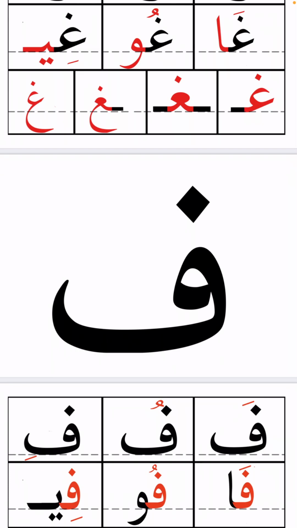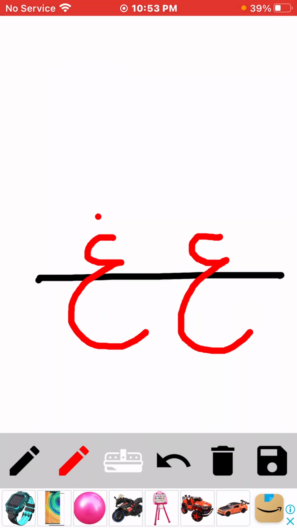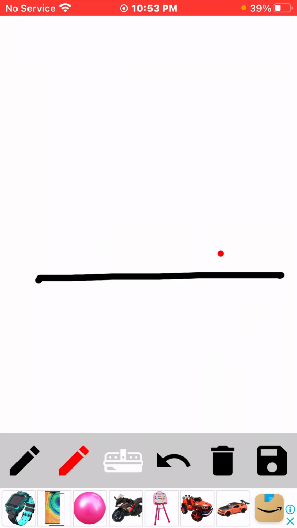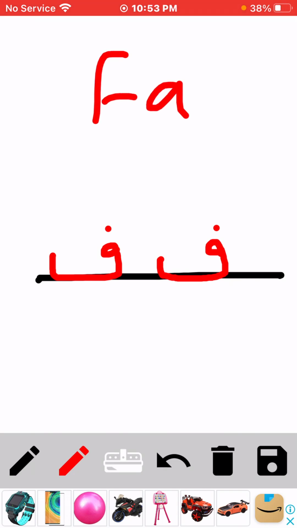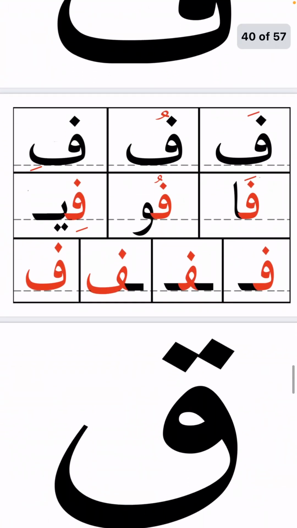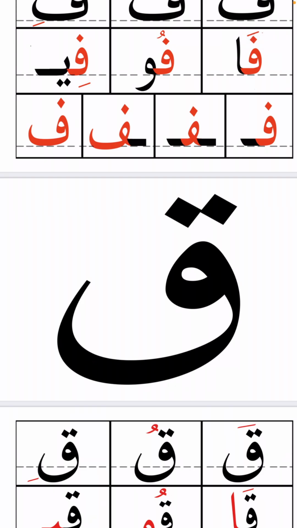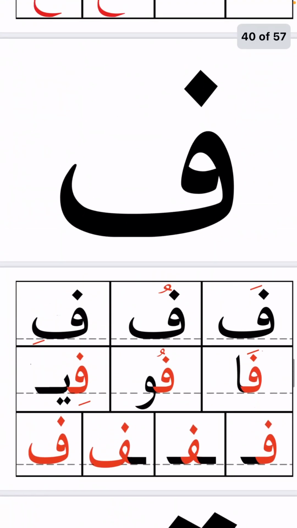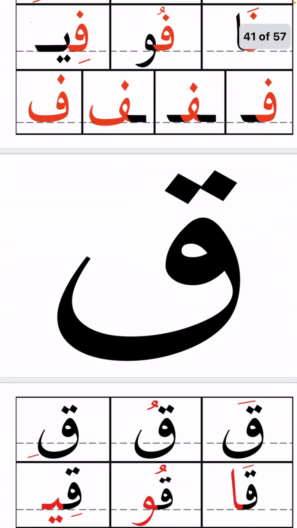This is the letter fa. How do we write it? Pay attention. We do a small circle and a plate, and above it one dot. If you write along with me, you will be so amazed. So this is the letter fa, and its sound is also fa. Here, look, it's not the same. This letter is heavy. Fa is light, but this letter is heavy.